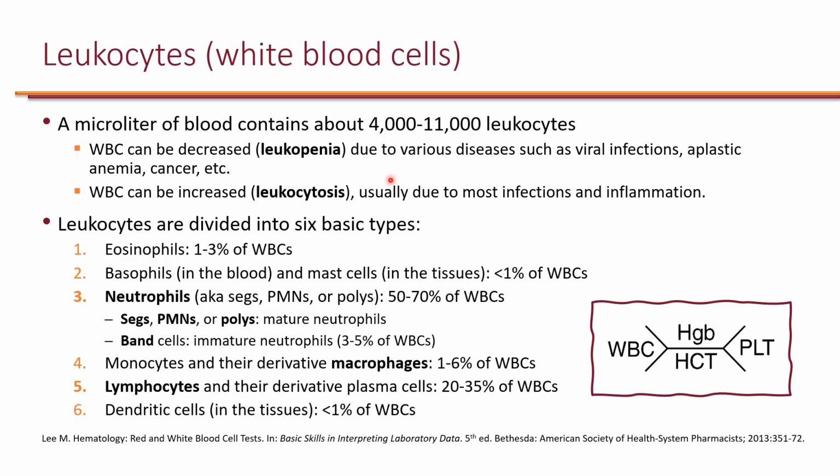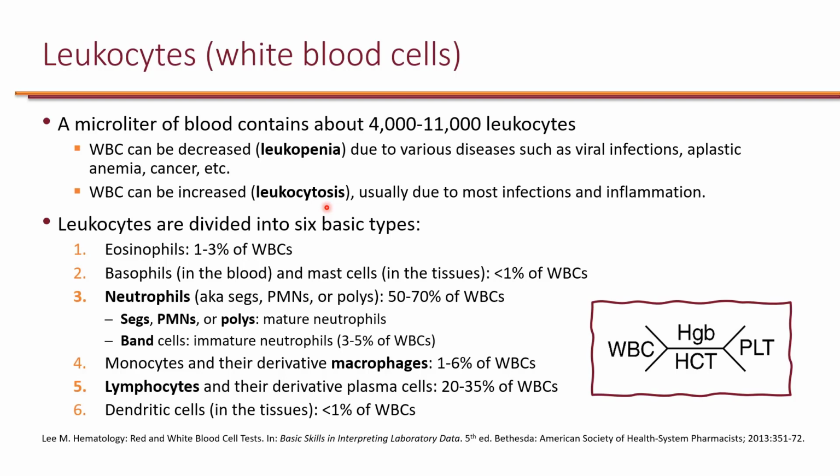Now, if somebody has low levels of white blood cells, that's referred to as leukopenia. And of course, the other end is if somebody has too much white blood cells, it's referred to as leukocytosis. And that typically happens when people have an infection.